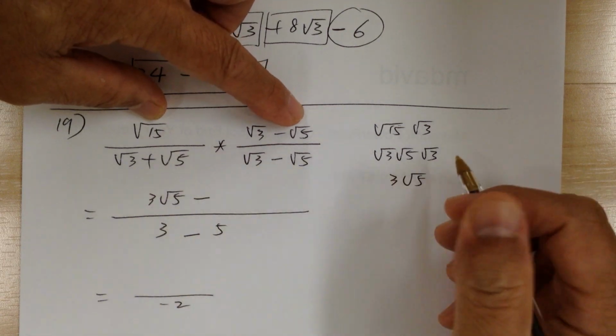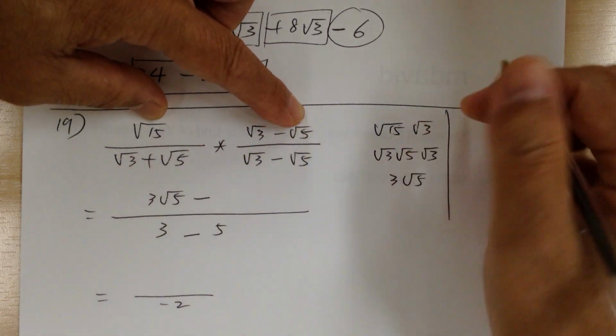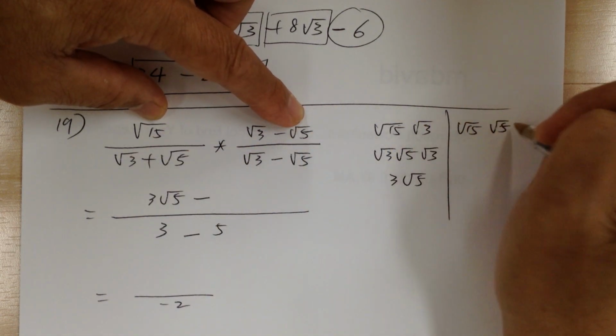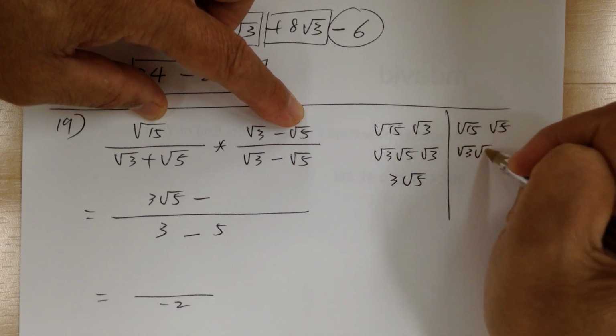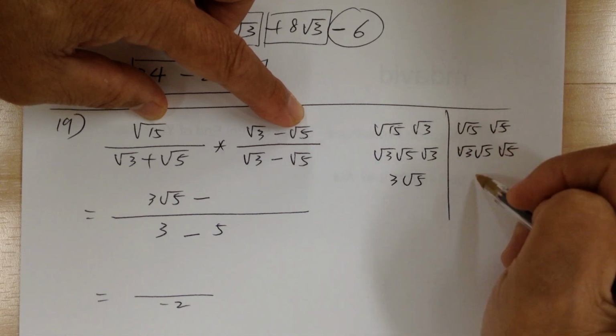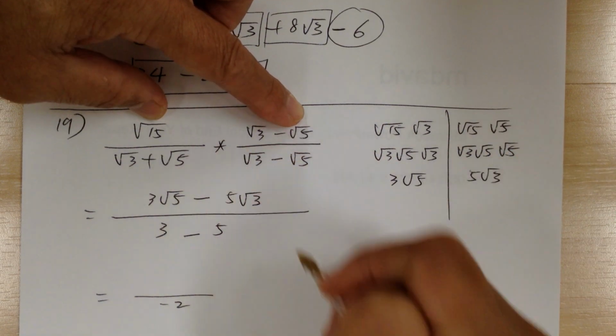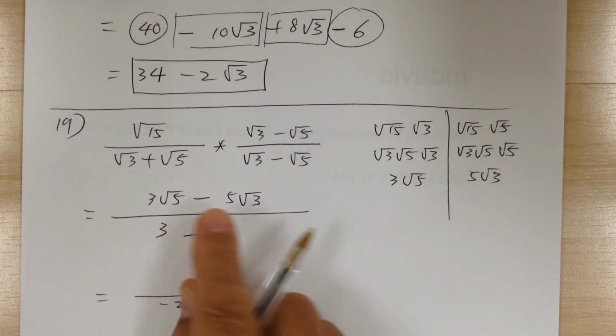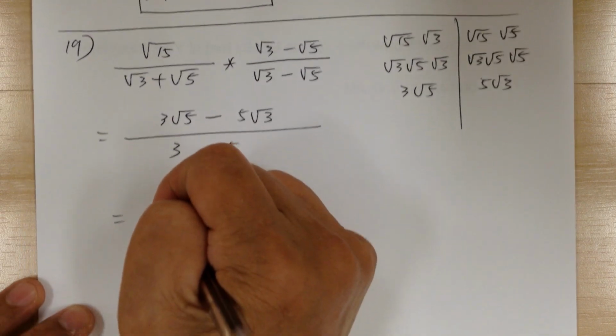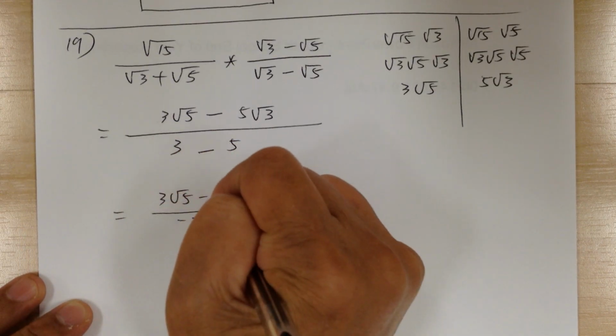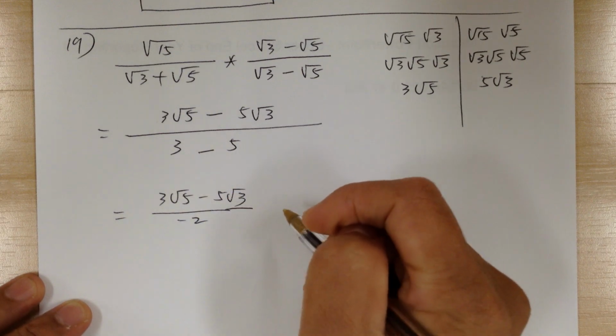Then minus, for this one over here, you got square root of 15 times square root of 5. So you can break it into square root of 3 times square root of 5, break it down. So this will equal 5 square root of 3. And there's nothing to cancel, so this would be just 3 square root of 5 minus 5 square root of 3 over negative 2.